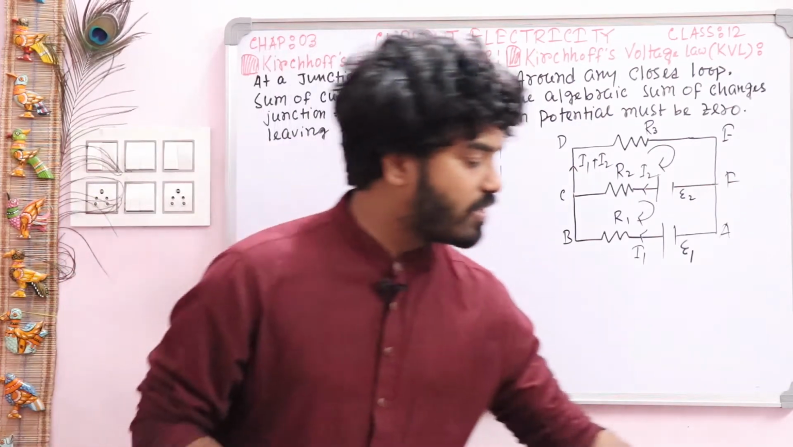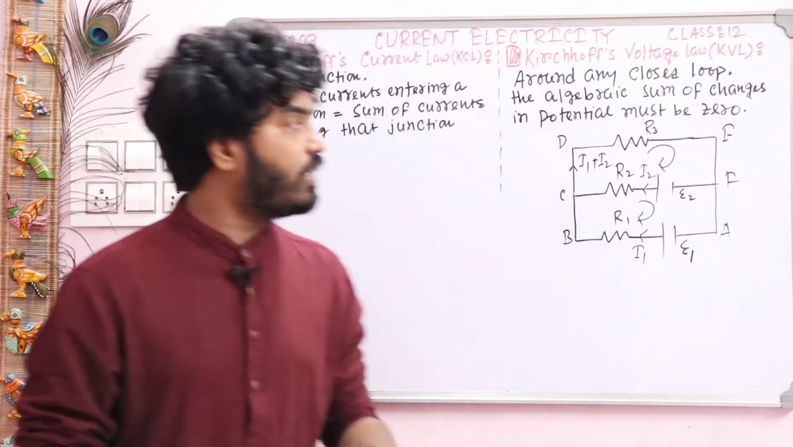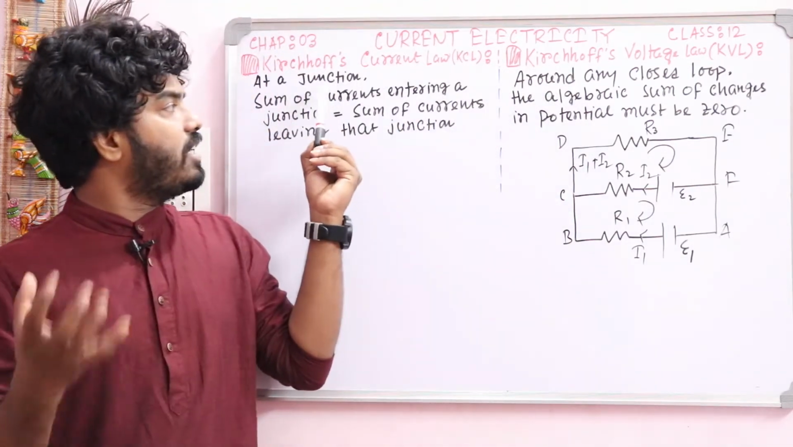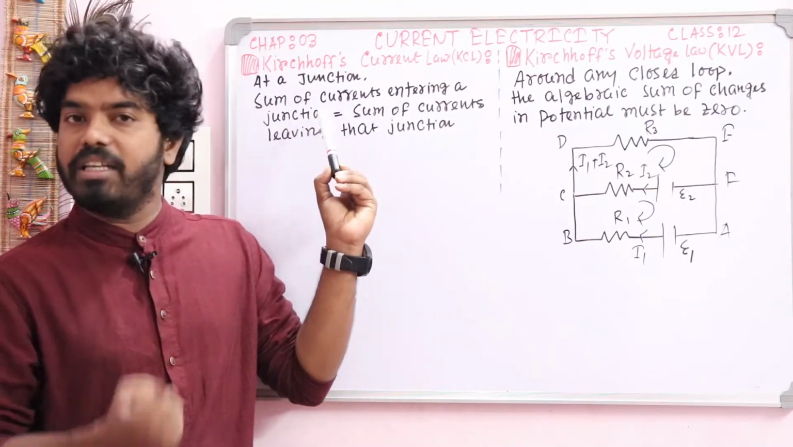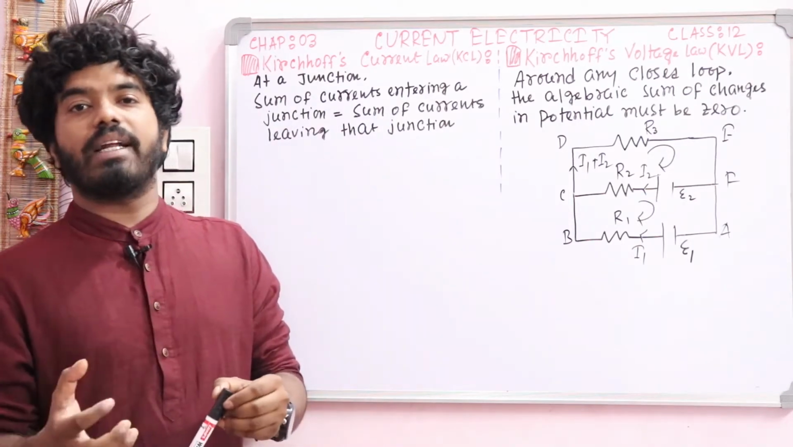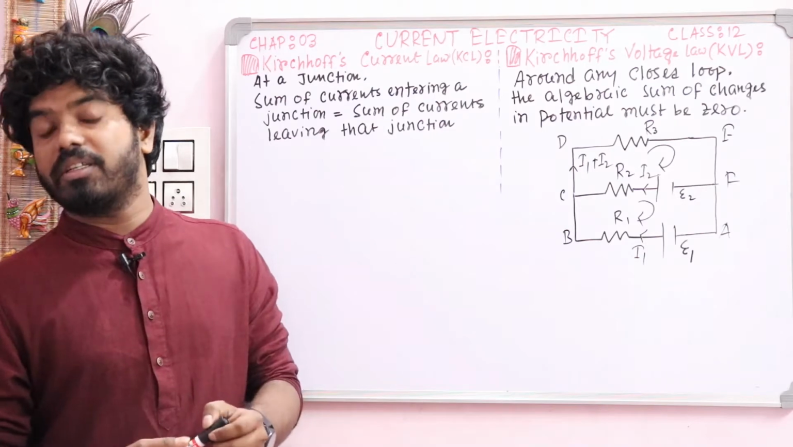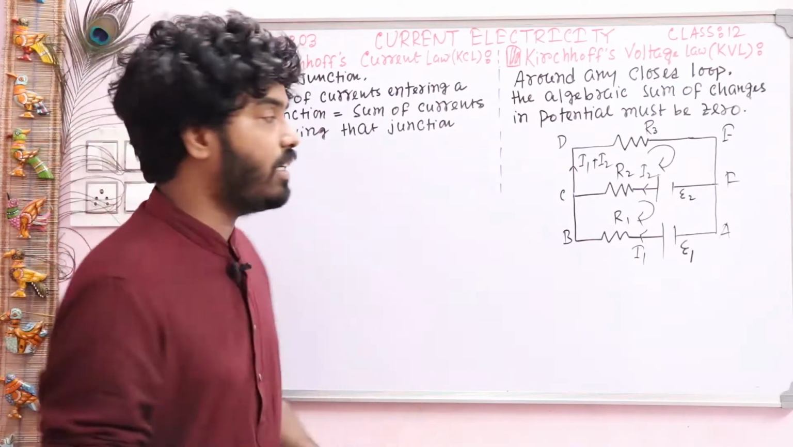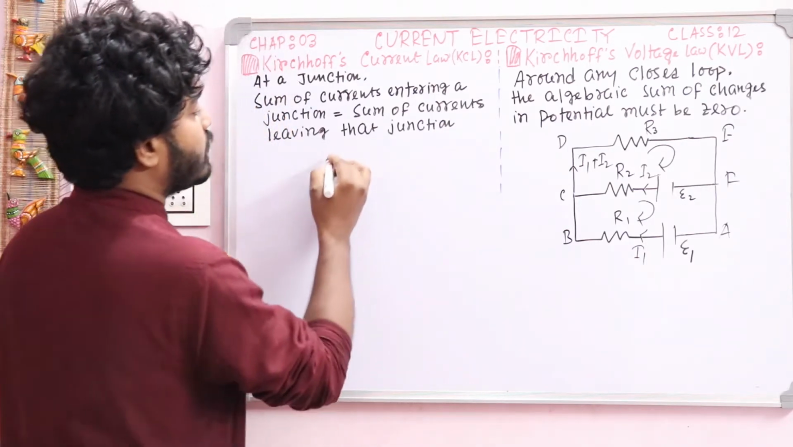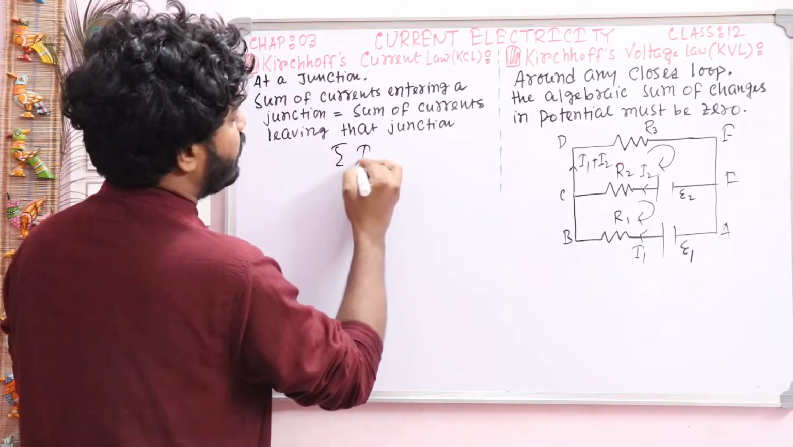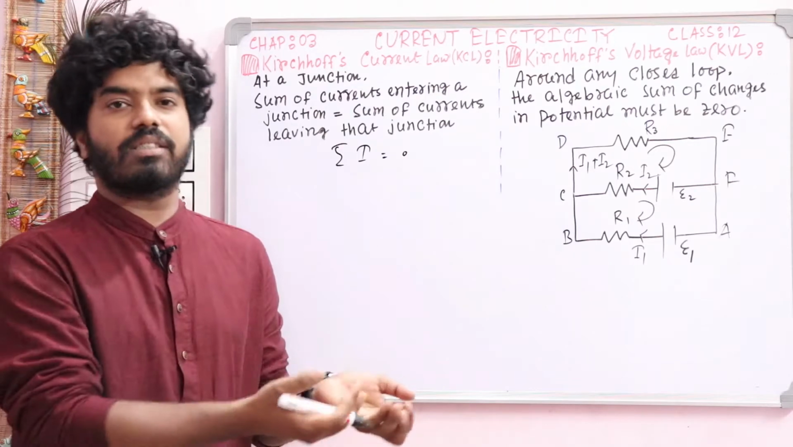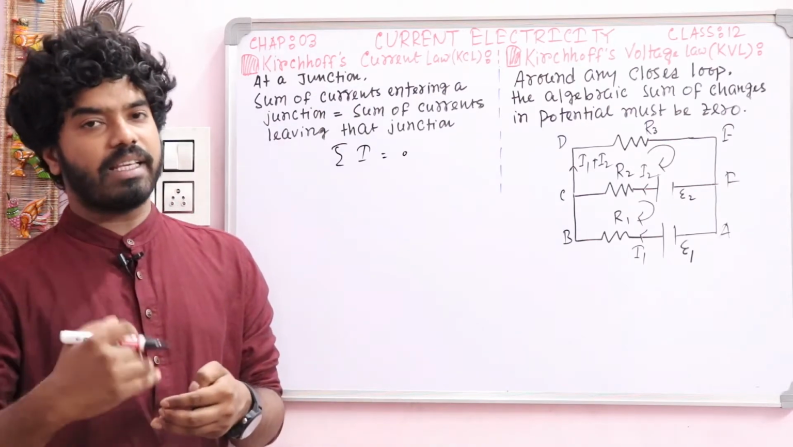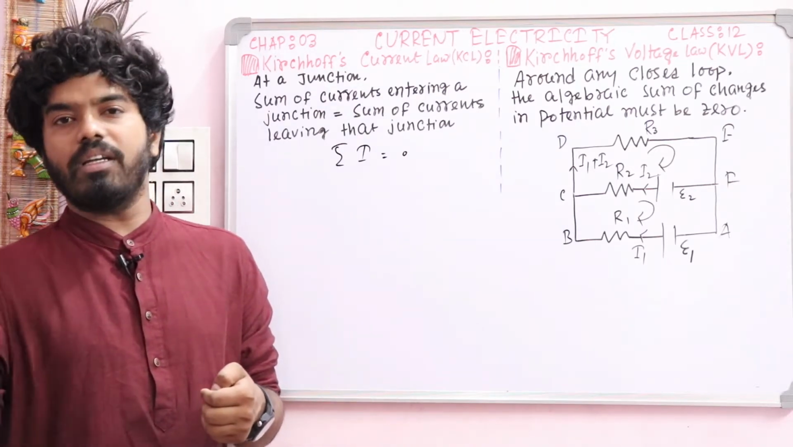So what is the statement of Kirchhoff's first law? At any junction, the sum of current entering is exactly equal to the sum of current leaving that junction. Mathematically we can write this as summation I equal to 0. At any junction, the sum of current entering is exactly equal to the sum of current leaving.